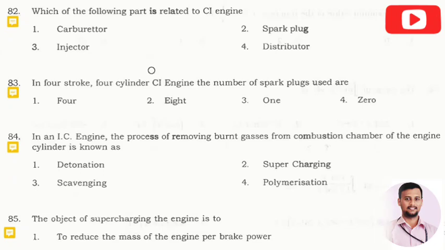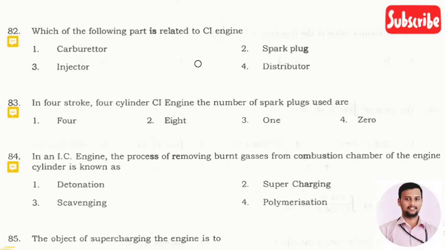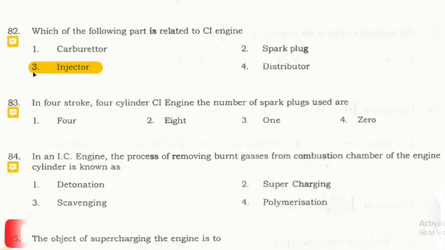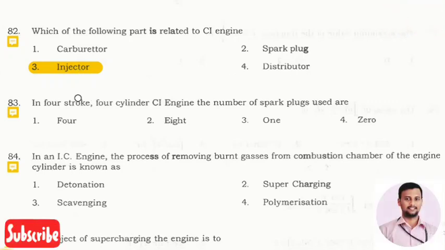The next question is, which of the following part is related to CI engine? The right answer is option 3, that is injector. CI engine means compression ignition engine. So in compression ignition engine, the fuel is injected by fuel injector, whereas all other remaining options are related to spark ignition, that is SI engine. So your right answer is option 3, that is injector.